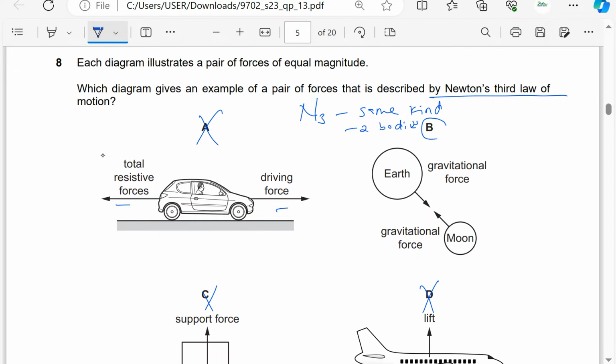So the answer is going to be B, because the gravitational pull of the moon acts on the earth and the gravitational pull of the earth acts on the moon. These two forces are of the same kind. They will be equal but opposite, so the answer is B.